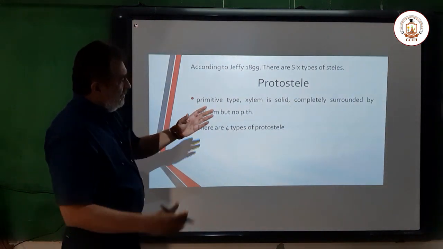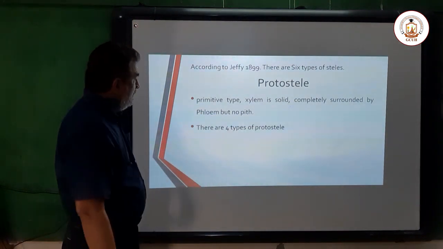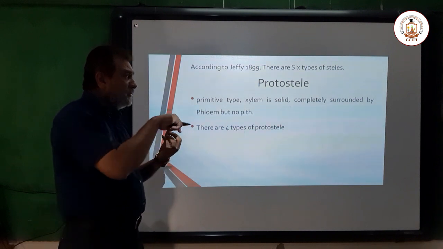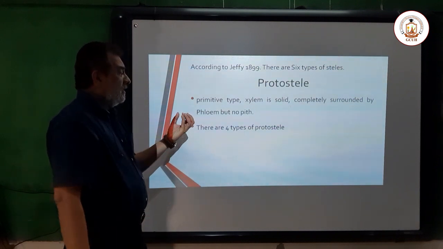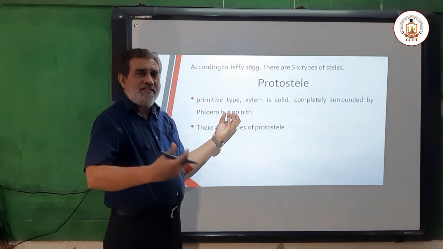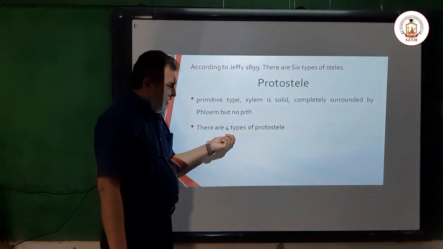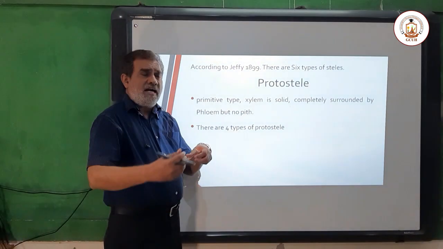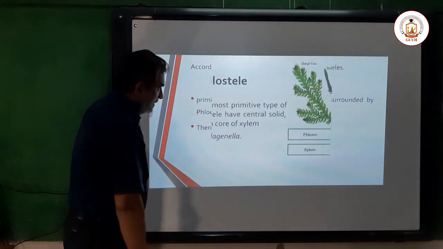The protective stele, as I have told you and shown in the figure, in the primitive type the xylem is a solid core completely surrounded by the phloem, but no pith is present. I have shown you in the diagram before. I told you in the beginning that there are four types of protostele.